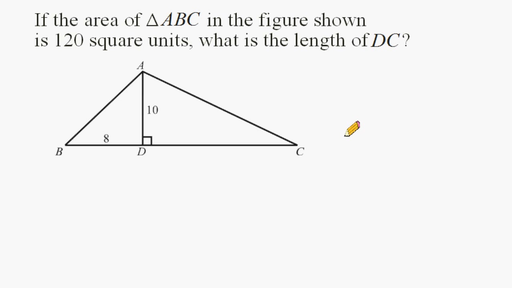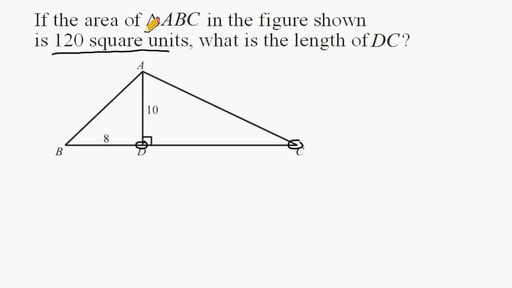If the area of triangle ABC in the figure shown is 120 square units, what is the length of line segment DC? So in this problem, what we are trying to do is determine the distance from this location here at point D all the way to this location at point C. The problem states that the area of the entire triangle is 120 square units.